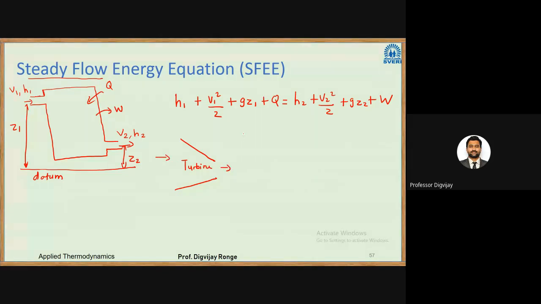In these cases, what generally happens, they neglect the Z value. So Z value is generally equal to 0. Datum passes through its axis. In that case, these terms are neglected. Also, they neglect the velocities also.